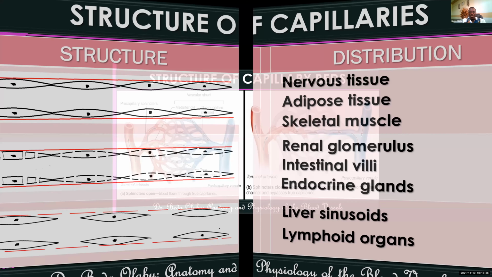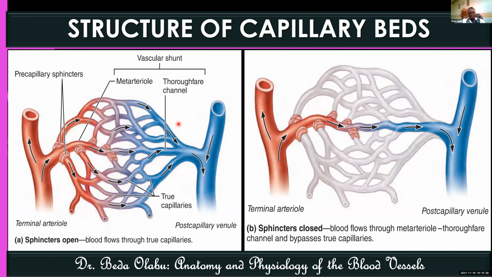What is the structure of the capillary bed? This is the structure of the capillary bed. So the arteries come and divide into arterioles. The last arteriole is what I'm calling the terminal arteriole here. The terminal arteriole gives you a vessel which is supposed to be a capillary, but we call it a metarteriole, and I'll tell you why. So the metarteriole comes out.